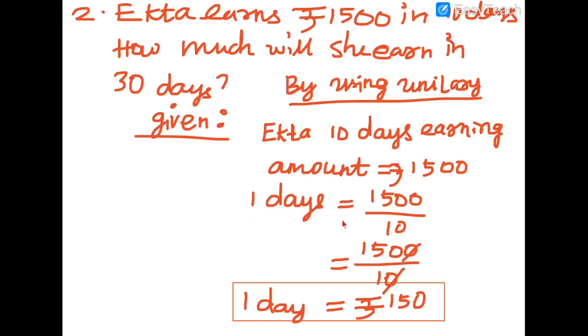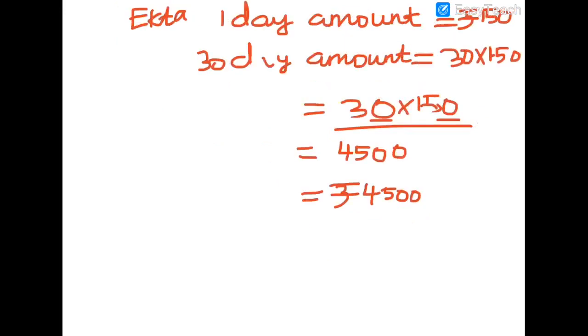So one day equal to 1,500 divided by 10. So this 0 will cancel. So one day equals 150 rupees. So for that one day, the amount 150 rupees, means 30-day amount. So 30-day amount, how much did she earn? So 30-day amount equals 30 into 150.